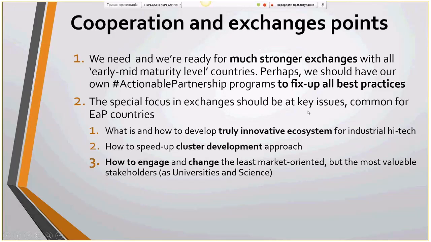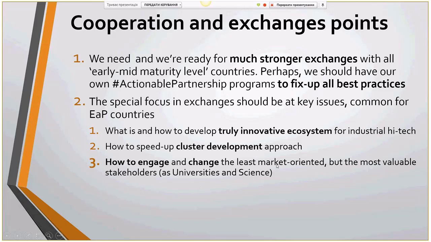And I'm not sure if our key issue is the same in Ukraine and other EaP countries, but I believe that maybe we should really have a special focus on three topics: how to develop a truly innovative ecosystem for industrial high-tech, which is quite different from, let's say, healthcare or, I don't know, e-government. How to speed up the cluster development approach, because we strongly believe that it's maybe our mainstream, our main way to develop Industry 4.0.